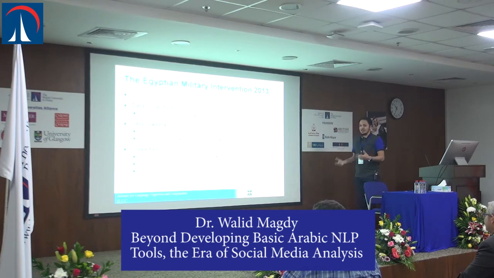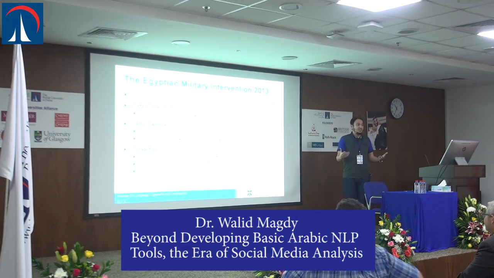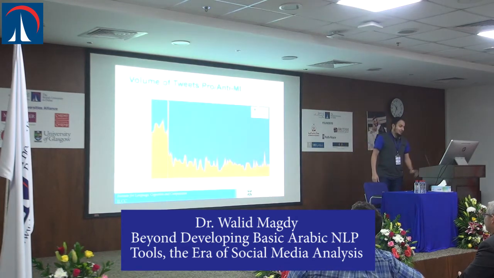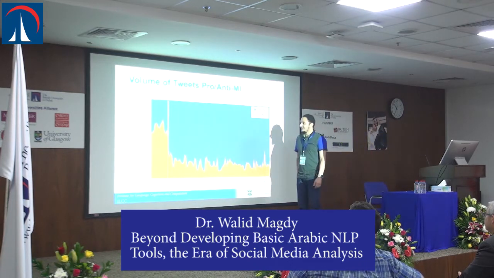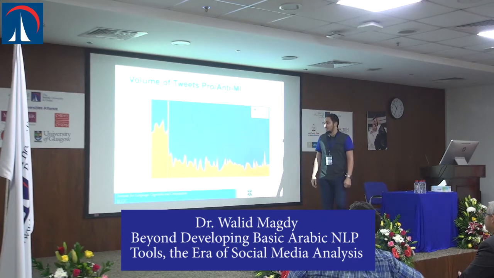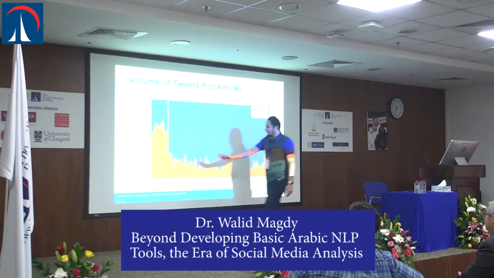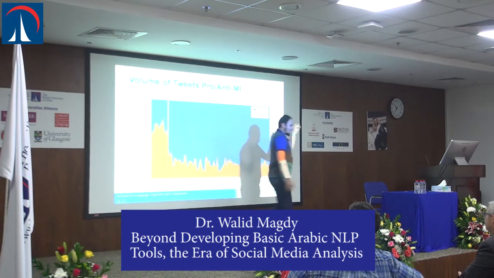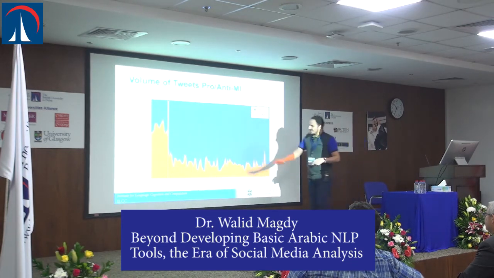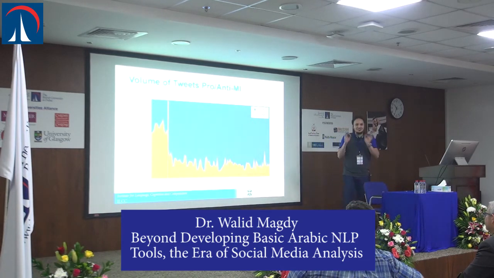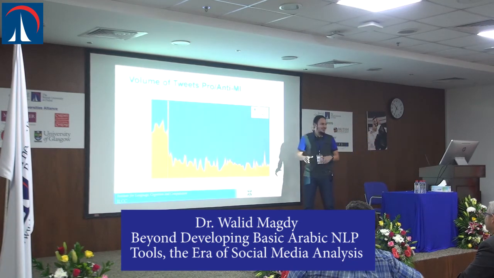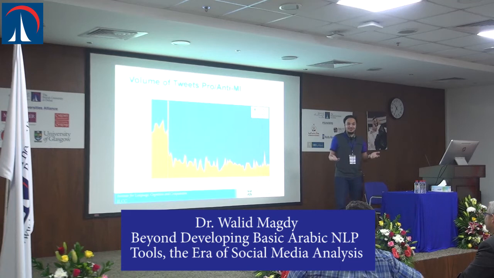And we started to analyze how the volume of tweets changed during that period. This is what we found, quantitatively. Before the 3rd of July, everyone was supporting the army, getting rid of Morsi. After the 4th of July, everyone was saying the army should be out and get back Morsi. This is crazy. What happened? People changed their mind that fast? What do you think happened? It was a question, actually.